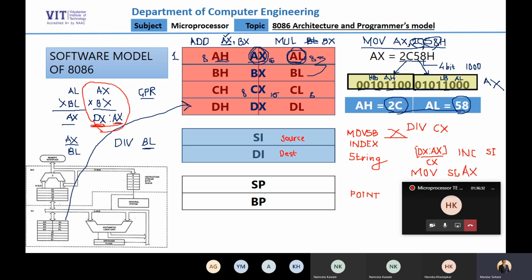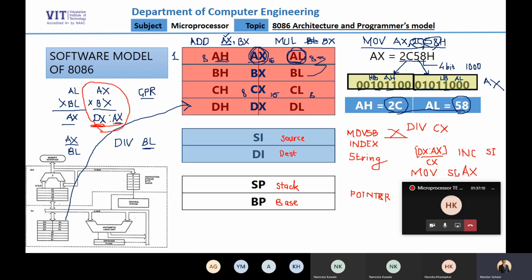So there are two 16-bit pointer registers present inside the 8086 processor. One is known as SP, that is stack pointer. S stands for stack. I will just write it over here so that you will remember the long form. And BP, that is base pointer. B stands for base. So there are two 16-bit pointer registers inside the 8086 processor.